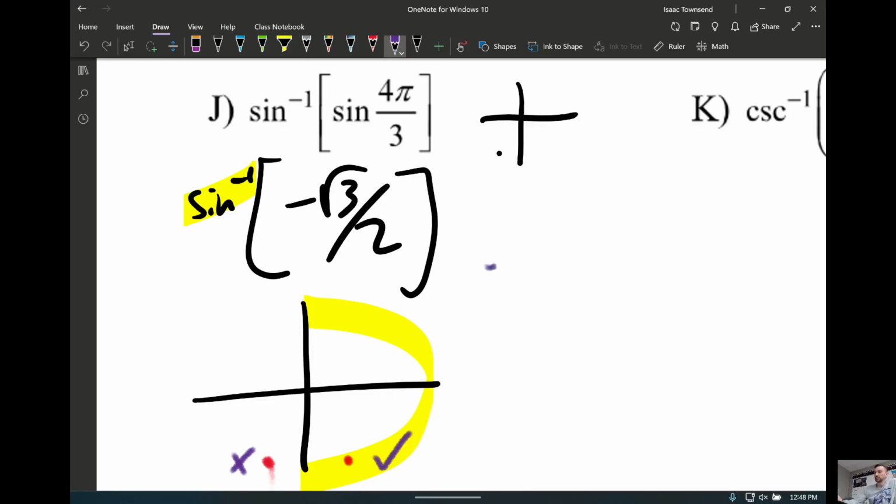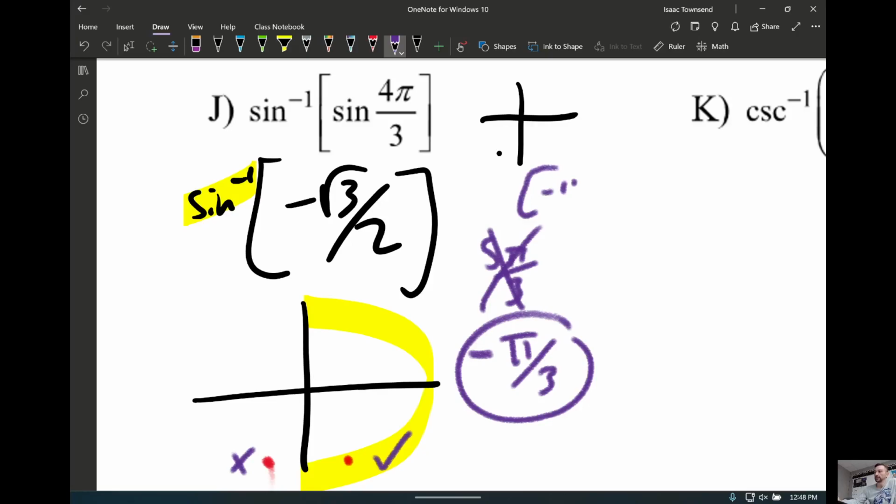But also, don't name this 5 pi over 3. You need to name it negative pi over 3. You have to name it within the range of inverse sine. If your answer is not within the range of inverse sine, there is 0 chance it's correct.